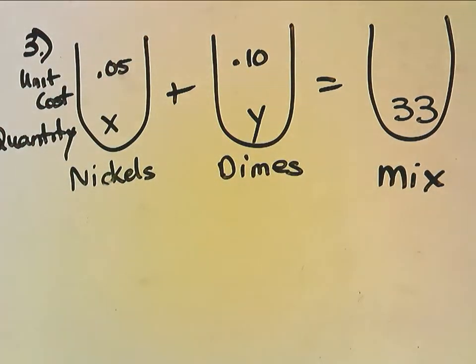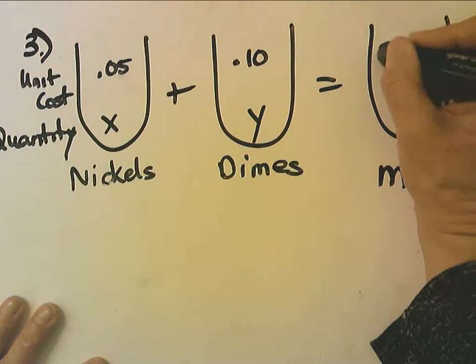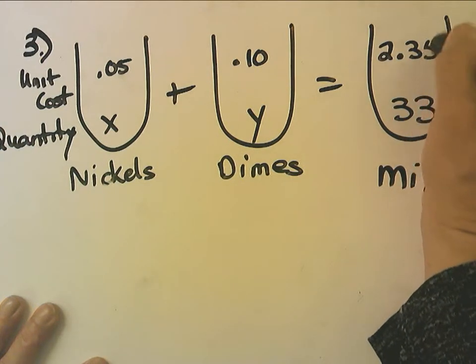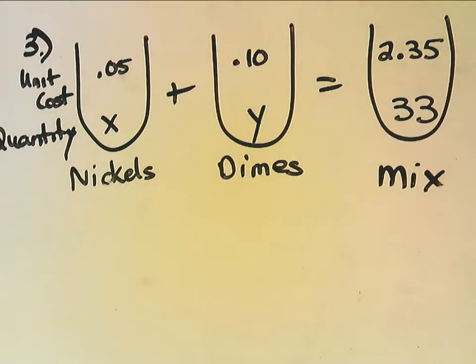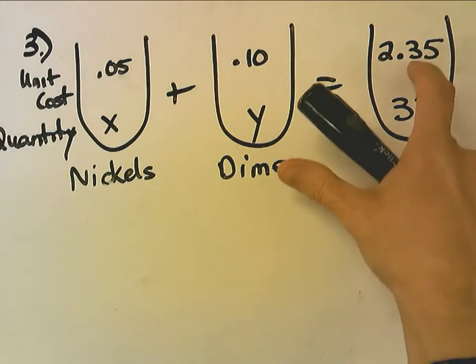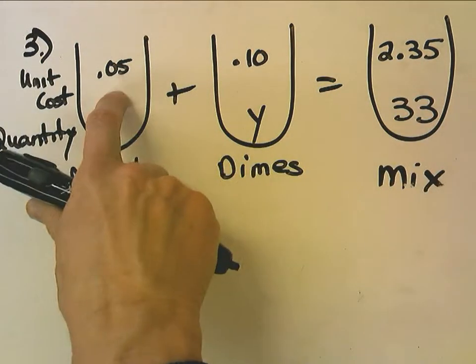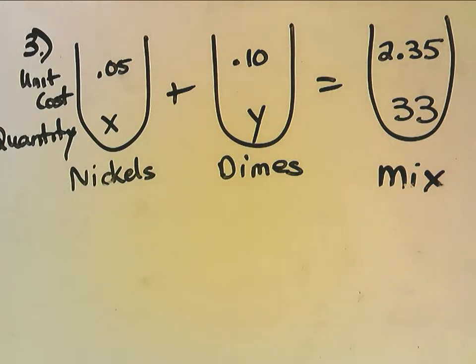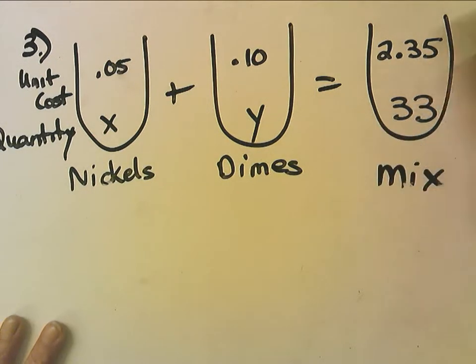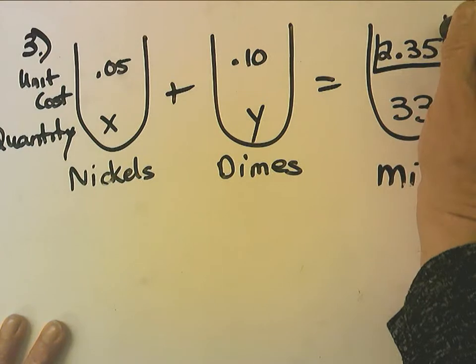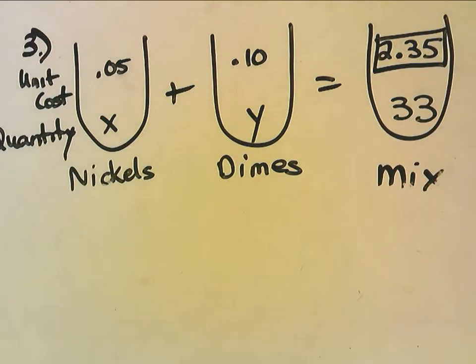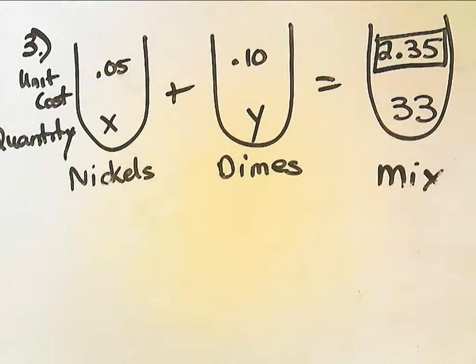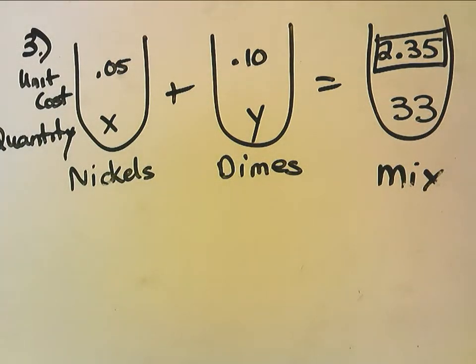Now, the mixture, they tell us, is $2.35. Now, I want you to think about that. Is $2.35 in between 5 cents and 10 cents? No, it's nowhere near in between. It's much, much, much larger. And the reason is, this is already a total, so I'm going to put a box around it because I'm not going to multiply 33 times 235, because 235 is not a unit cost.